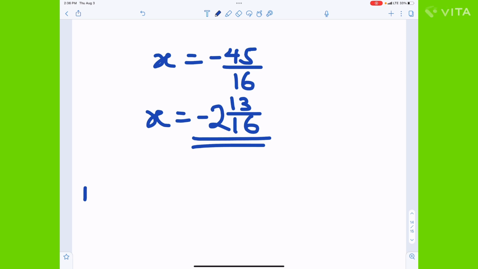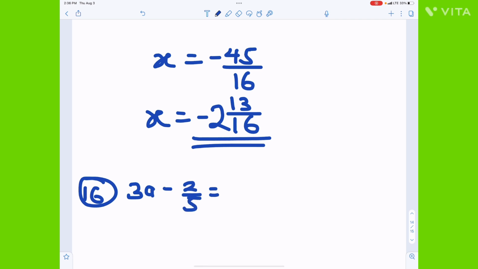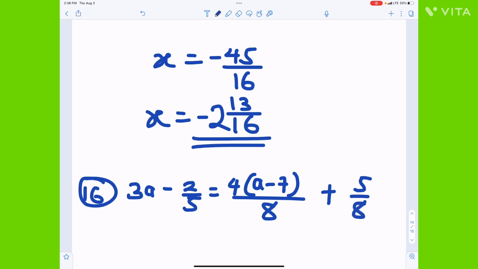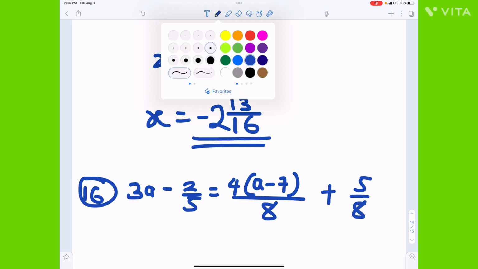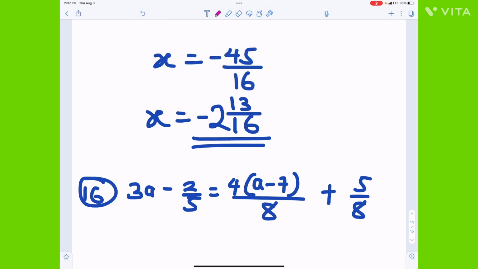Next question is what? 16. Number 16 says 3a minus 2 over 5 is 4 times a minus 7 over 8 plus 5 over 8. I'm not going to waste time here at all. Let's just multiply by denominator. This is over 1. So the LCM of denominator should be 40. The denominators are 5, 8, and 1. LCM of 5, 8, and 1 is what?